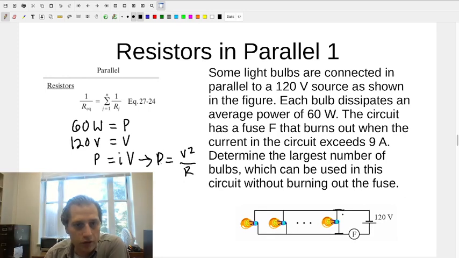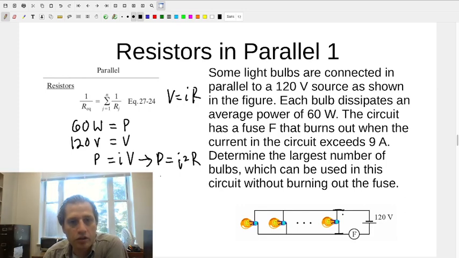And I think you can remember, whoops. So let's do it a different way. V equals IR, so you can just put that in. So this would be I squared R. And then you could go ahead and... I think I'm confusing myself here. Oh, yeah. Wait.